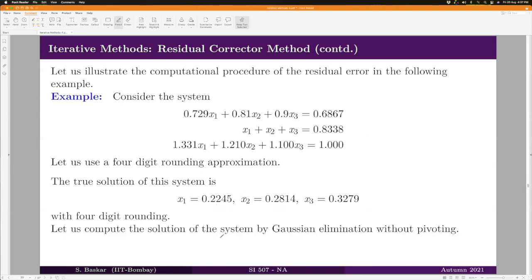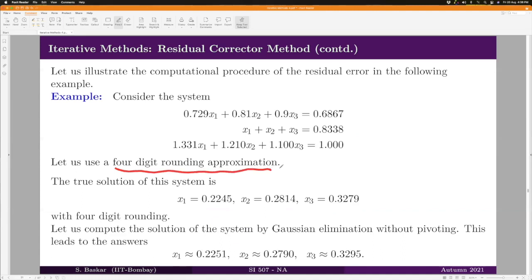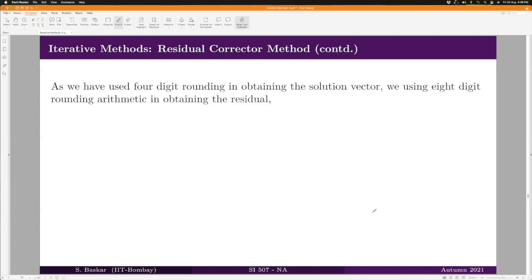Now let us compute the solution of this system using Gaussian elimination method without pivoting. Using 4-digit rounding, it means at every calculation you do a 4-digit rounding. Then the solution is given by this. The solution is good when compared to the exact solution up to 4-digit rounding. But still, let us compute the error involved in the approximate solution when compared to the exact solution up to 4-digit rounding. To do that, you have to use 8-digit rounding arithmetic.